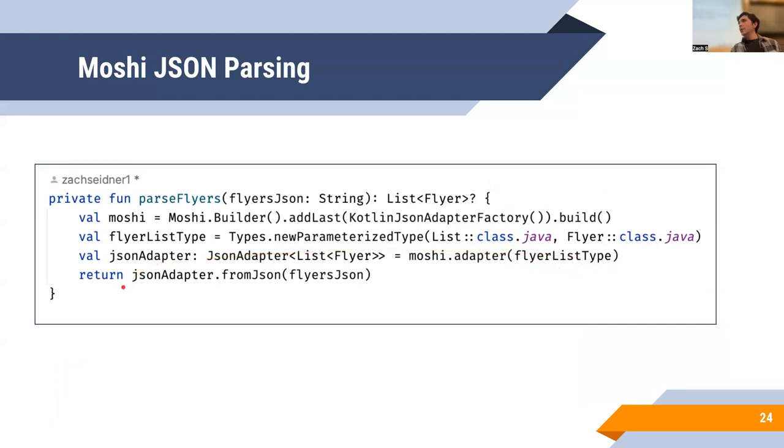And then from here, we just return. We use the JSON adapter and call the method fromJson. That's your key method that's going to parse a string, right? So it's saying we want to get an object from JSON, and the JSON we want to get it from is this flyers JSON. Okay. So does anyone have any questions at all about JSON parsing?